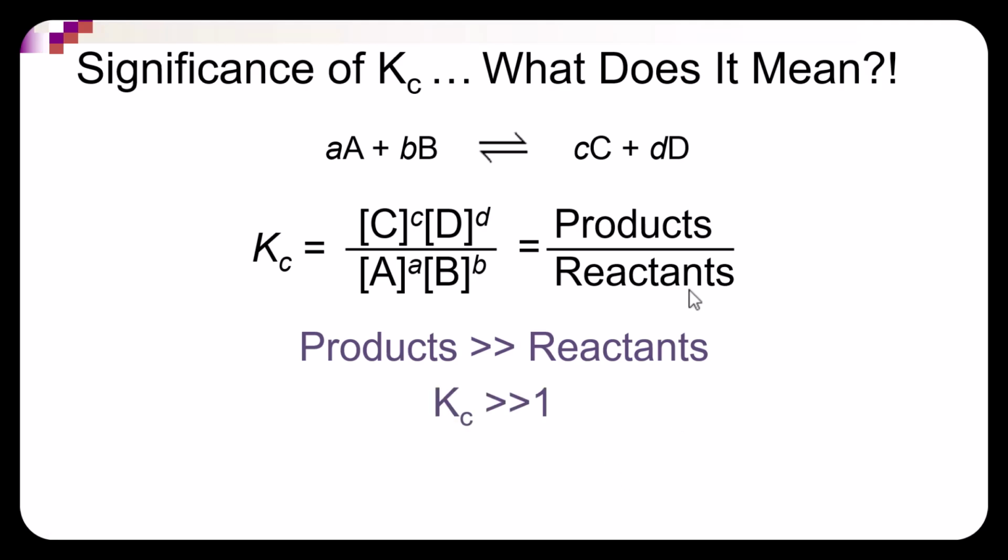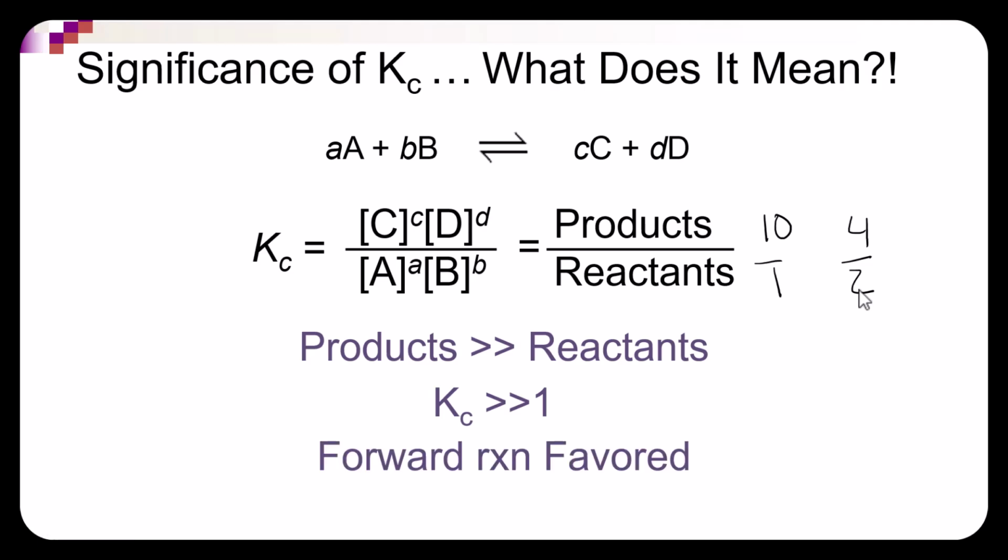For a number where Kc is significantly greater than 1, what that means is that the products are going to be at a greater concentration than their reactants. So in order to get a value greater than 1, the number on top has to be bigger than the number on the bottom. So think 4/2, right? Both of these lead to numbers that are greater than 1, and the number on top is bigger than the number on the bottom. When that is the case, we know that the forward reaction is favored.